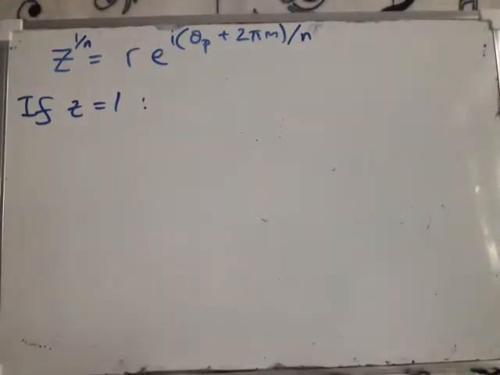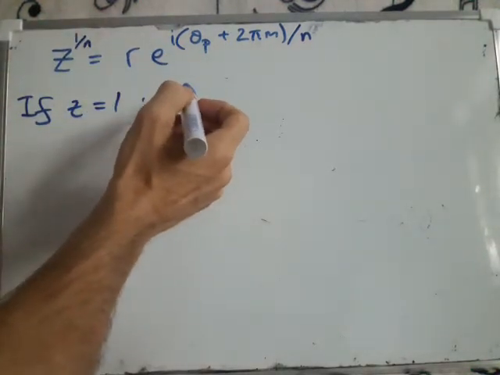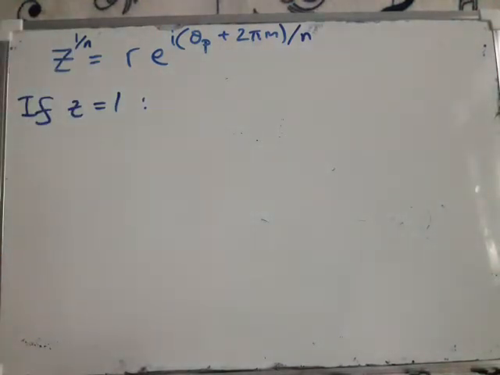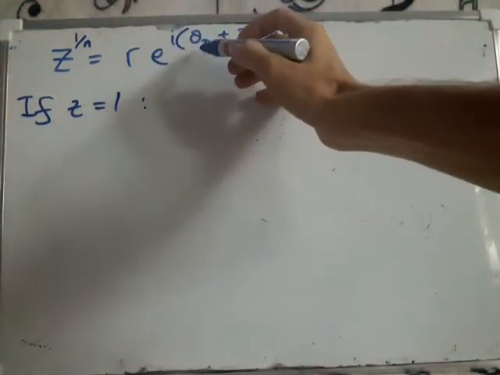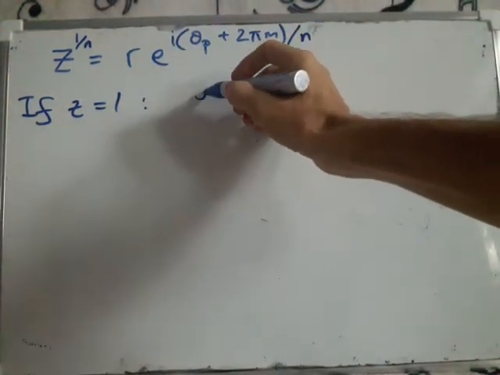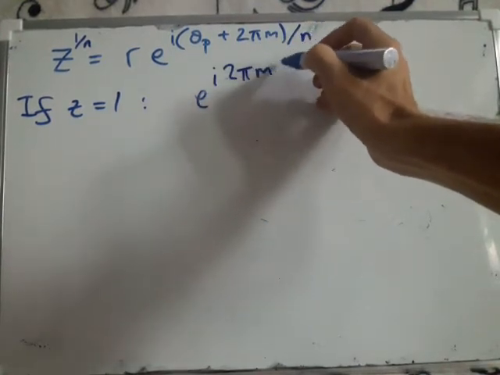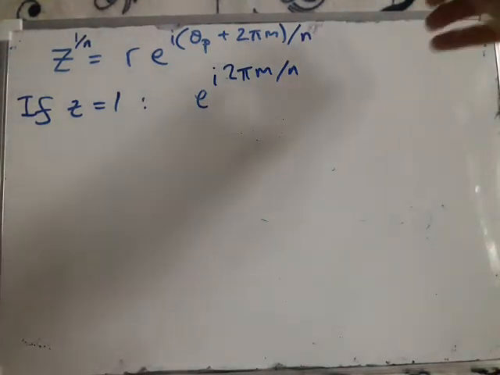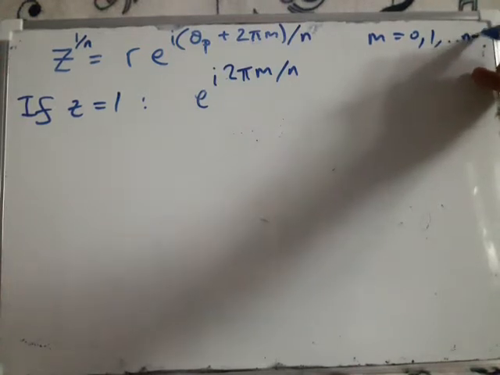So if z equals 1, if we put z equals 1 into this expression, we get what are called the nth roots of unity. Unity is just another word for 1. So we get, obviously, r equals 1 and theta equals 0. So we end up with e to the i 2 pi m over n. We'll keep m going from 0 up to n minus 1.